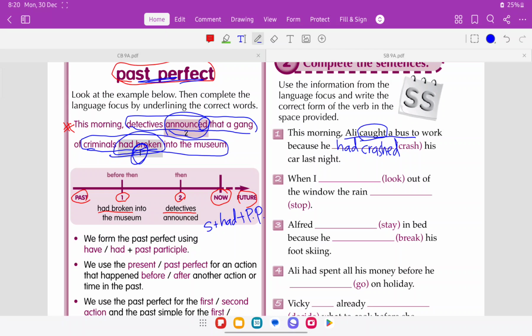And looking out of the window is what? The second action. So that's why we have when I looked. Again, this is a regular verb, this is past simple, and we have to have in this space the past perfect. So when I looked out of the window, the rain had, as I said here, had stopped.